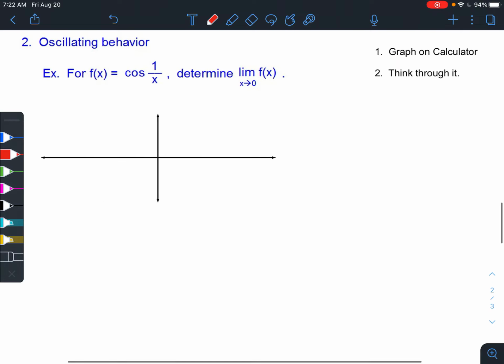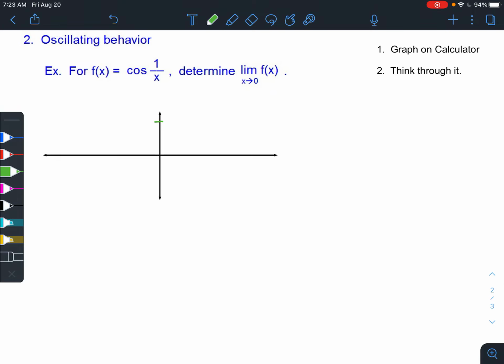Now we might have oscillating behavior, and this is one you may not have ever seen before, so hang on. Here we go. For f of x equals cosine of 1 over x, I would have determined the limit of the function as x approaches 0. If you graph this on a calculator, I'm going to go with negative 1 and 1 here. What this ends up doing is coming across kind of asymptotically at 1, and then as it gets close to the origin, it dives down, comes back up, and starts doing some craziness like this, and then eventually levels back out and goes off like that.